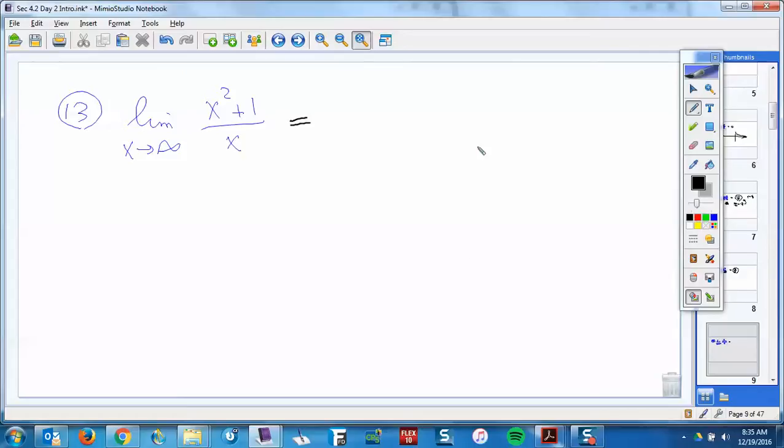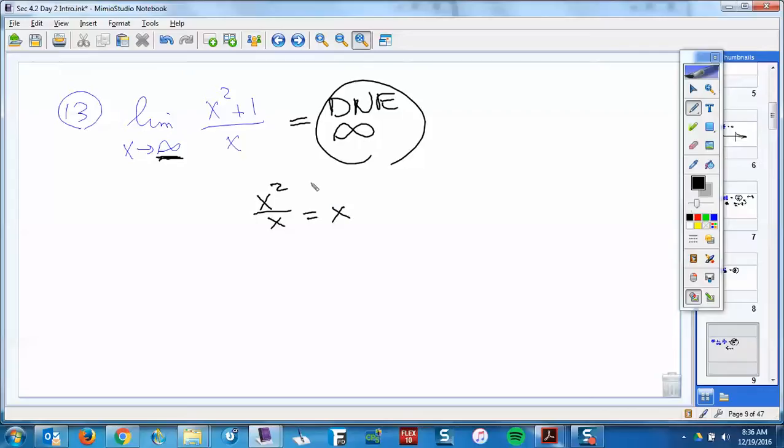What do you have to put for your answer on this one? Does not exist. Infinity. Gotta have the does not exist. Okay? Now, why is that? Well, because as x gets really, really big, the +1 doesn't really matter. And this just becomes x squared over x, which is equal to x. So as x gets really big, this is going to infinity. So the limit does not exist, because it has to be a number. If the limit exists, it goes to a number. It doesn't approach a number, it approaches infinity.